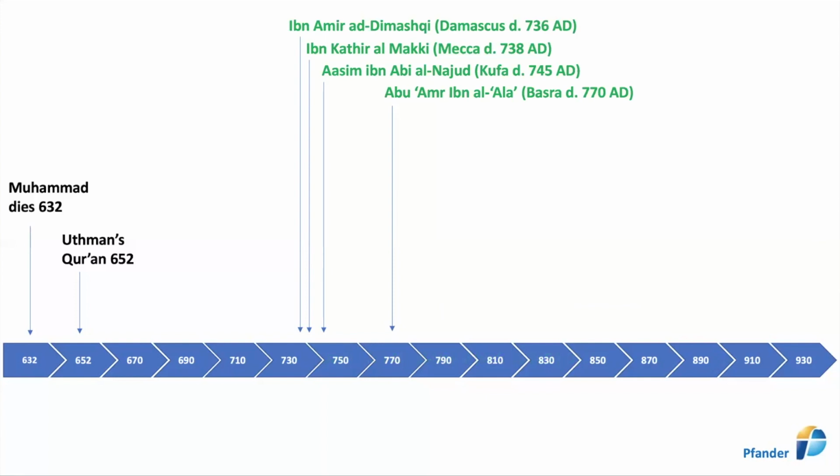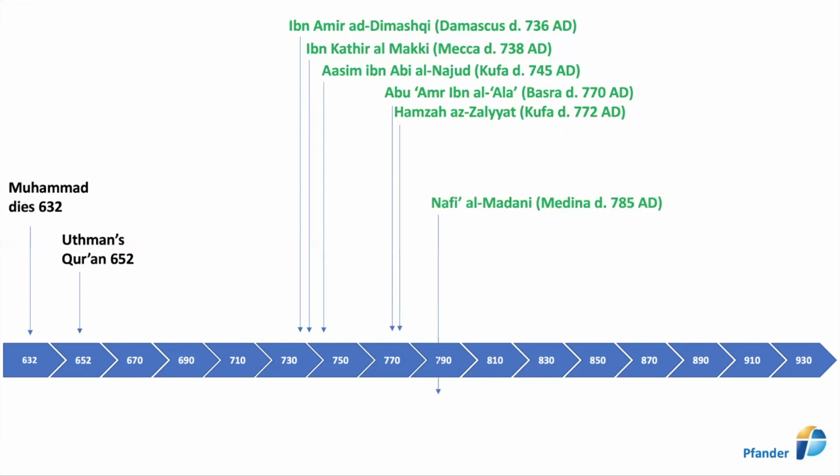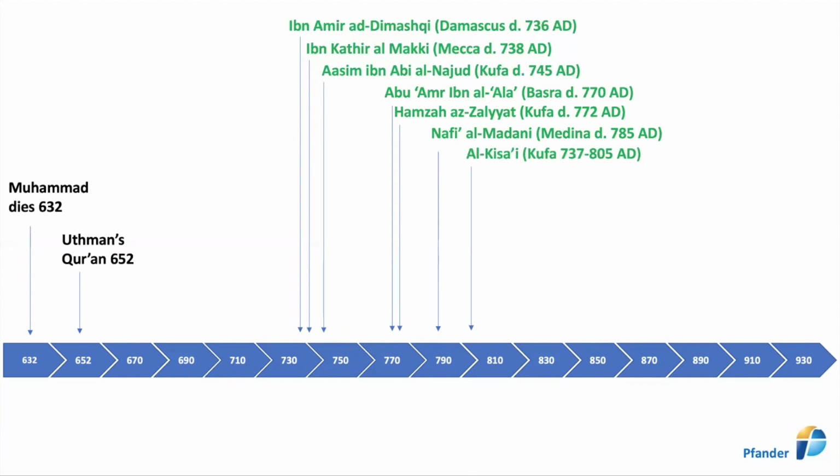You notice this? We're talking about a good 140 years after Muhammad dies that we're getting this Qur'an. This is number 4. Number 5 is Hamza al-Zayyad from Kufa, which is in Iraq, 772. That's even later. Then you get finally another one from Medina, which would be a Quraishi Qur'an, and that's 785. Goodness sakes, that's 150 years after Muhammad. And then finally you get Al-Qasai from Kufa, 805. Now we're into the 9th century. Now we're 170 years later. This is long after Muhammad.